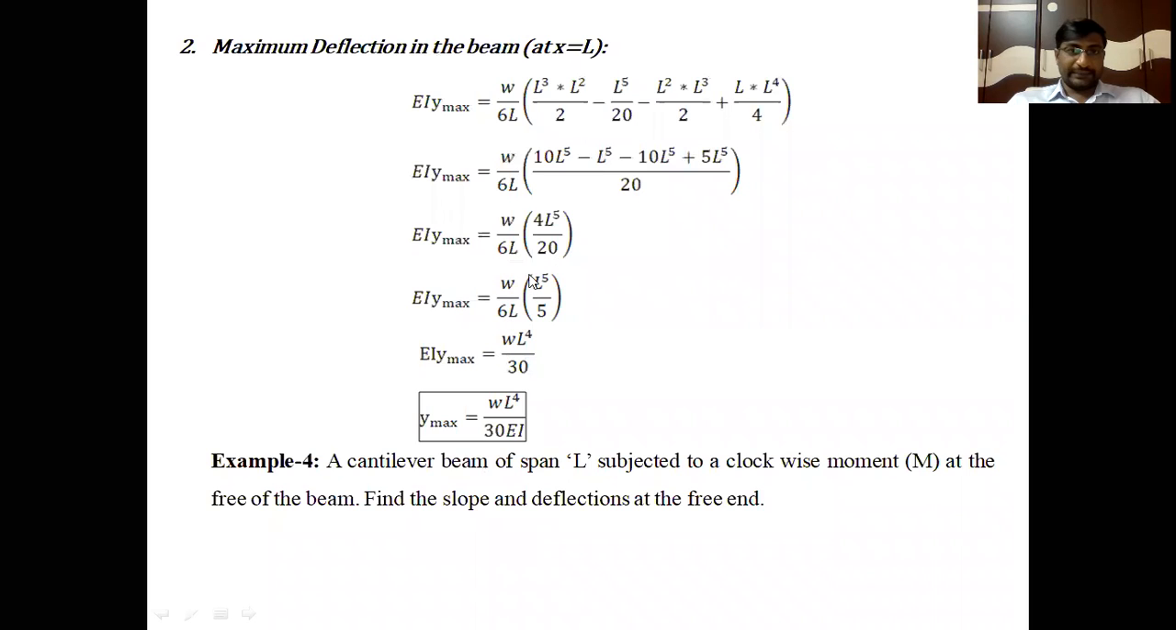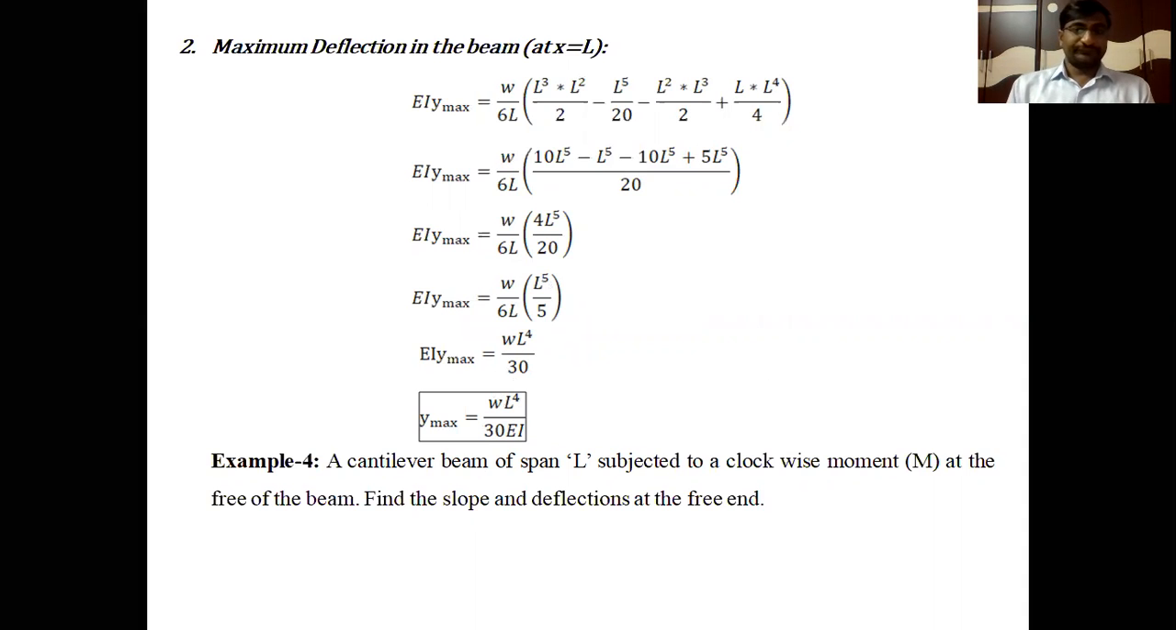So W by 6L into L power 5 by 5. L, L cancel. WL power 4 by 30. So y max is equal to WL power 4 by 30 EI. This is the formula for maximum deflection at the free end. Simply we are substituting the L value in place of x in the deflection equation, then we will get the maximum deflection in the beam.